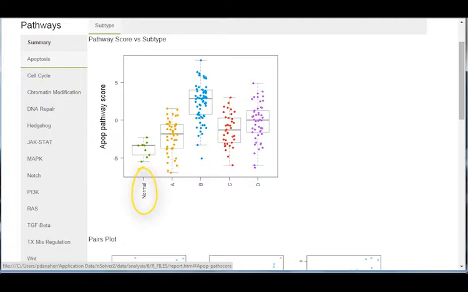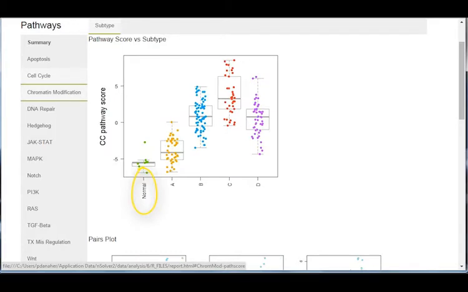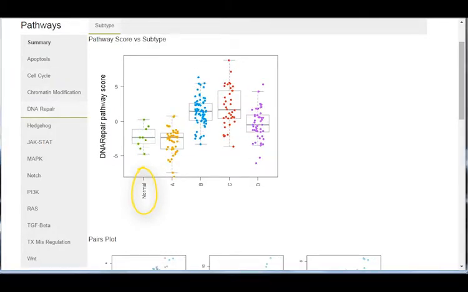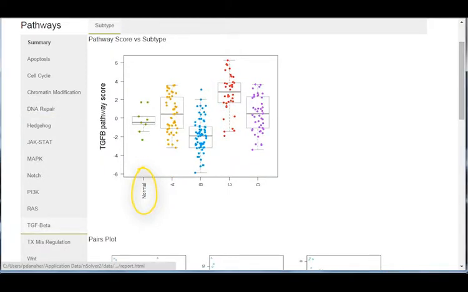However, in this plot, the normal samples all fall very much to the extreme low end of the apoptosis scores, suggesting that the apoptosis pathway score reflects a continuum from normal to dysregulated pathway state. This pattern seems to be the case for many pathways. In contrast, when we look at the TGF-beta scores, we see that the normal samples fall close to the middle of the pathway score range. This pathway score clearly captures something different than the normal to dysregulated spectrum, explaining its lack of correlation with the other scores.